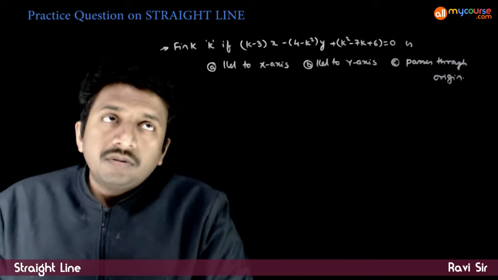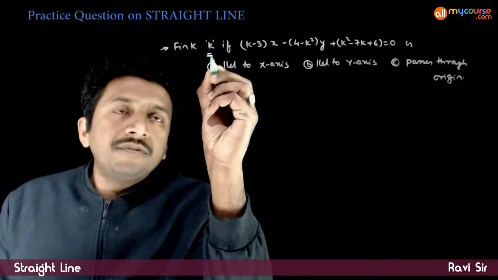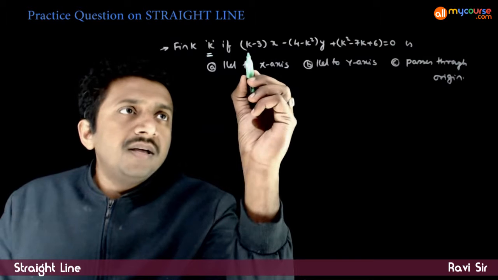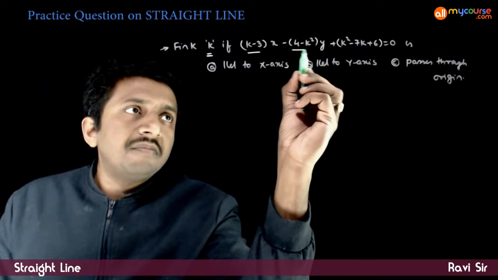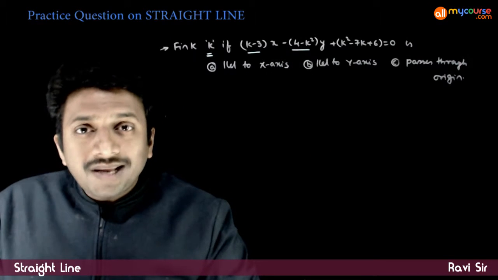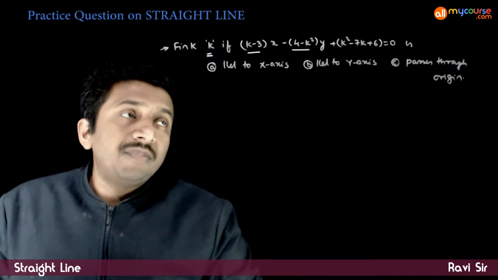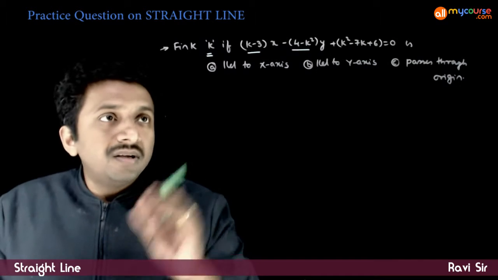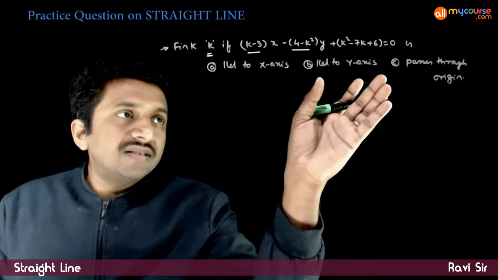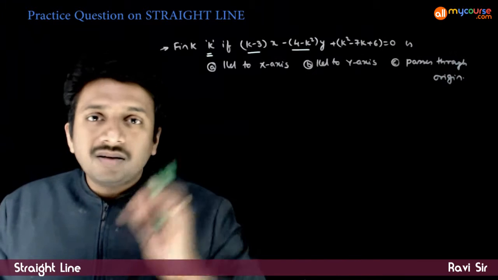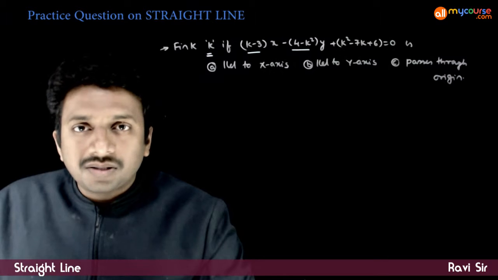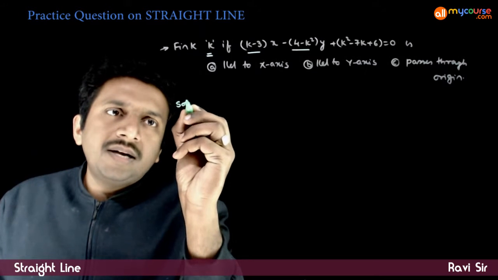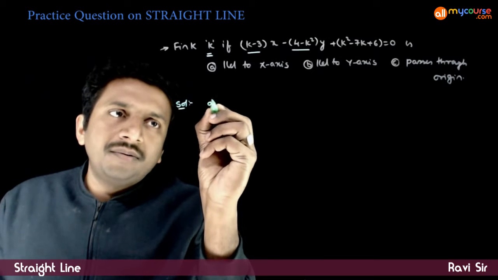In this question, you're asked to find the value of k if (k − 3)x − (4 − k²)y + k² − 7k + 6 = 0 is, first, parallel to the x-axis; next, parallel to the y-axis; and next, passing through the origin. So let us solve the question one by one.